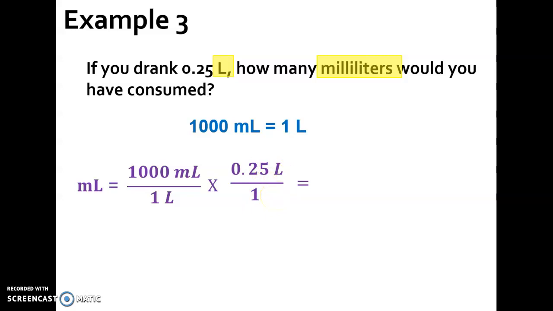your units. Before you start doing the math, check to make sure that those liters cancel. If you have a piece in the bottom and a piece at the top, those get to cancel. So we are just left with milliliters, which is our desired answer. So we're good to go.